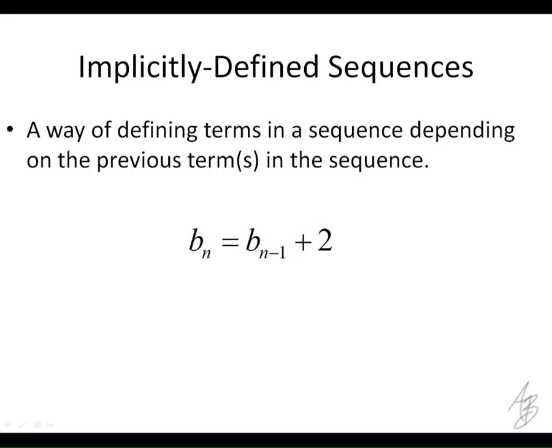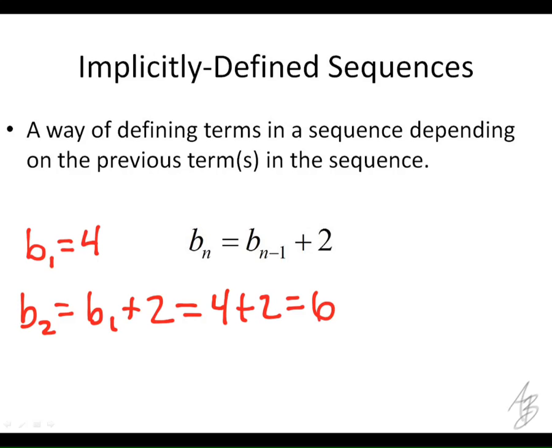So I would have to say the first term, or the first two terms, or some starting point is equal to something. So let's say b sub 1 is 4. Then I could use this along with this to figure out what b sub 2 is. Because b sub 2 is going to be b sub 1 plus 2, which would be what? 4 plus 2, which is 6. Could I figure out right now what b sub 100 is using this formula?